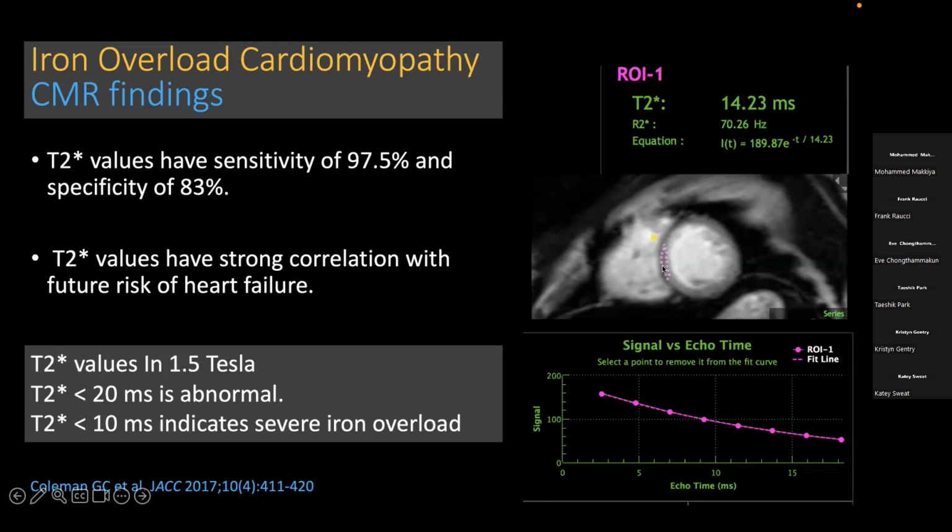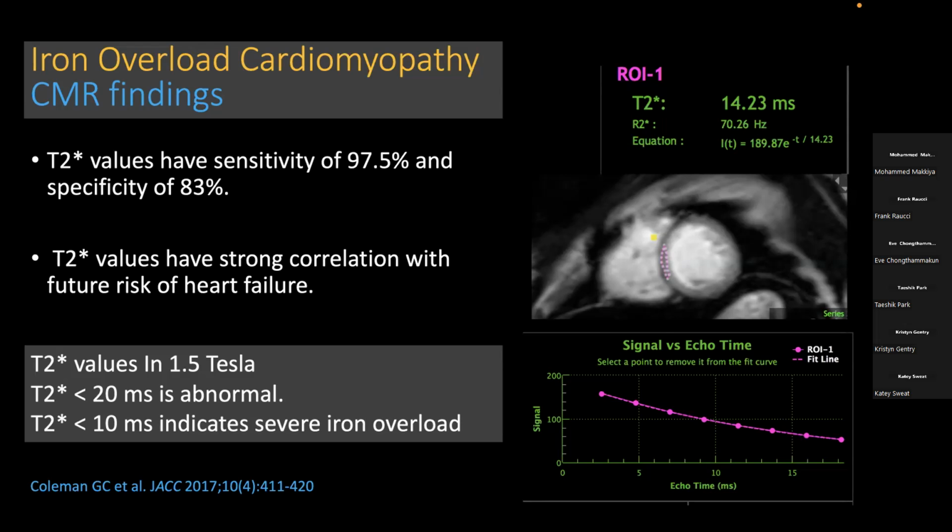because if the iron is deposited along the subepicardium, we try to involve as much as we can. We try to avoid the blood pool. And a value lower than 20 milliseconds is diagnostic. A value of less than 10 milliseconds indicates severe iron overload. And this patient had a value of 14 milliseconds, which was diagnostic for iron overload cardiomyopathy.